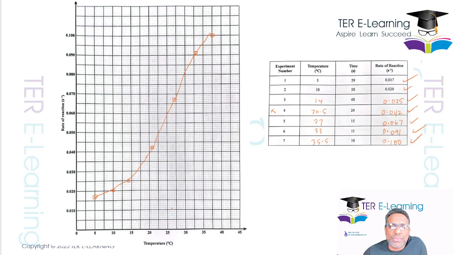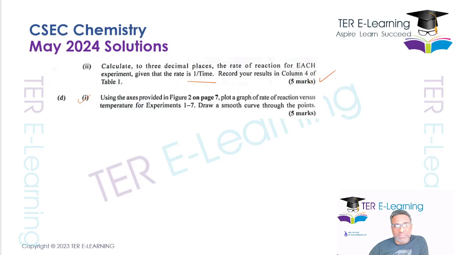0.2, 0.02. Next one is 14 against 0.14. Next one is 20.5. I'm just double checking the points here. 27 against 0.067. Next one here is 27. Right, it seems okay, right? But how many marks is that? 5 marks for the plot.